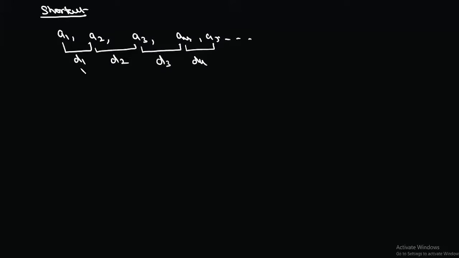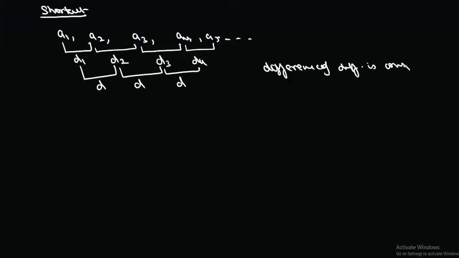So this is your difference series. And if we take the difference of difference, that is D2 minus D1 as D, D3 minus D2 as D, and D4 minus D3 is D. So in this case, the difference of difference is constant. We'll get many cases in which the difference of difference will be constant. In this case, we know that its nth term will be given by a quadratic, so it will be an square plus bn plus c.